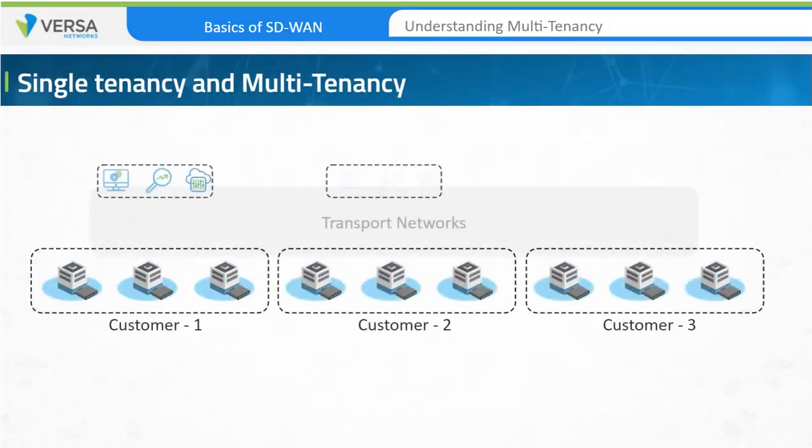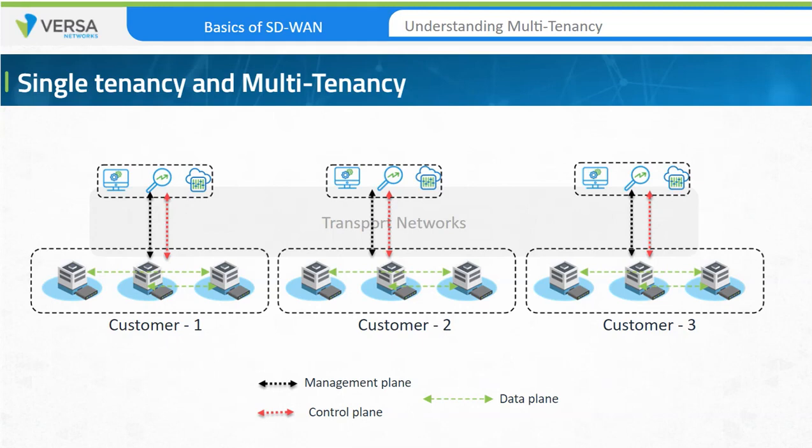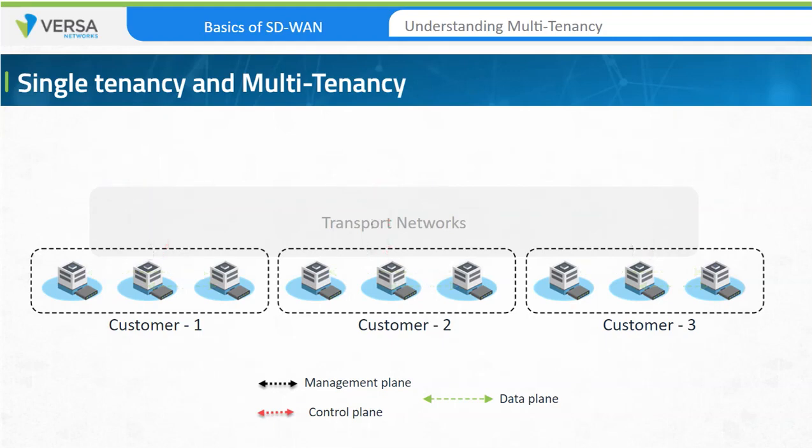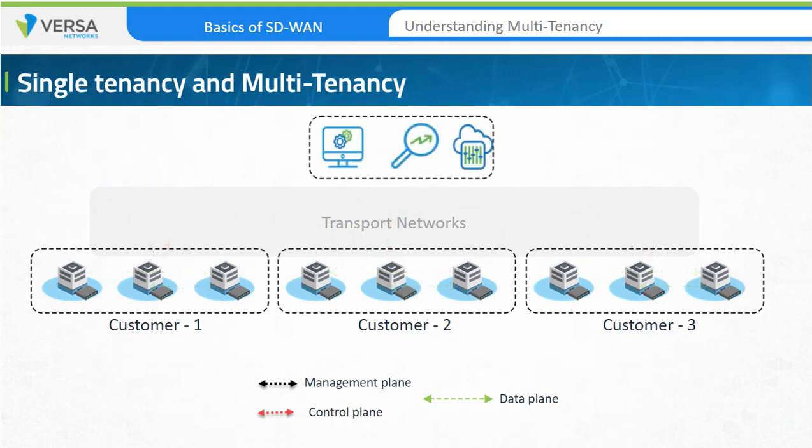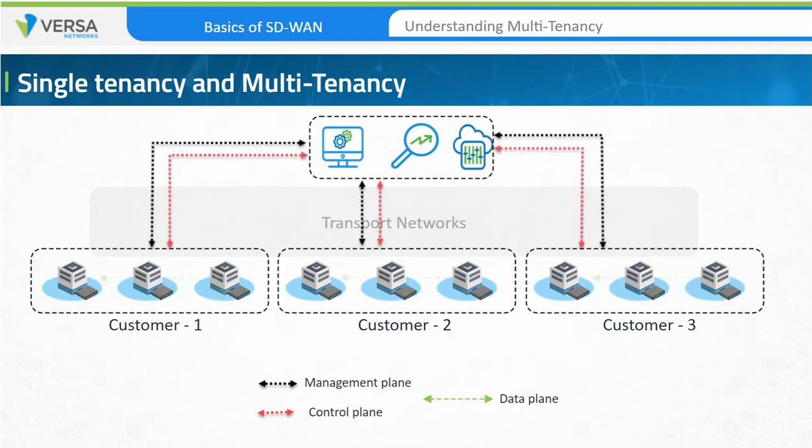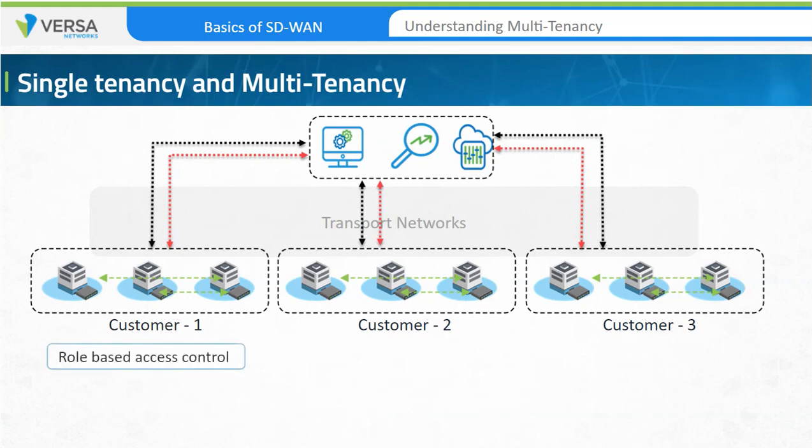In a single-tenant environment, dedicated resources are provided to each customer, each department, or each tenant. In a multi-tenant environment, network resources are shared among multiple customers, departments, or tenants, but their information is kept separate and isolated by the networking devices. Role-based access control is used to ensure that resources available to one group are not available to other groups.